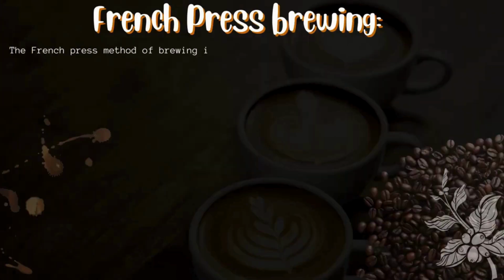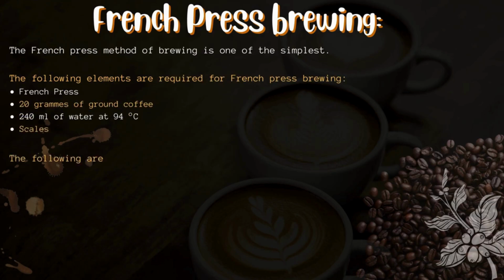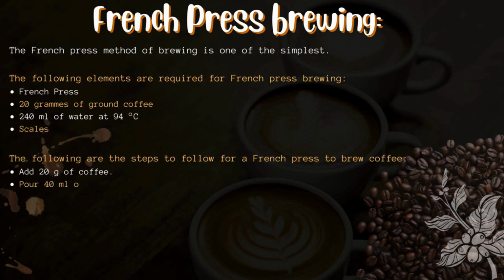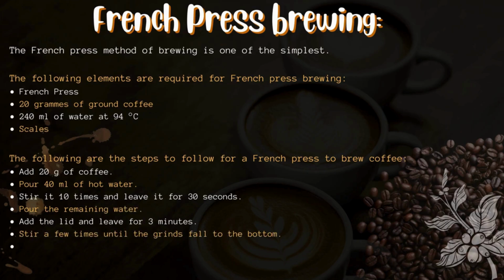French press brewing. The French press method of brewing is one of the simplest. The following elements are required for French press brewing. French press. 20 grams of ground coffee. 240 milliliters of water at 94 degrees Celsius. Scales.